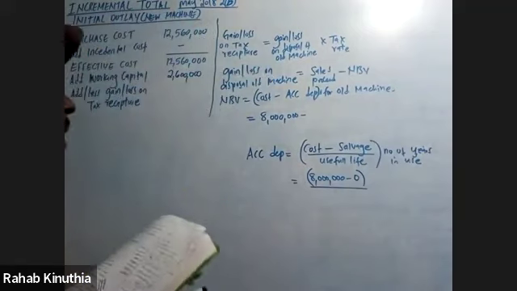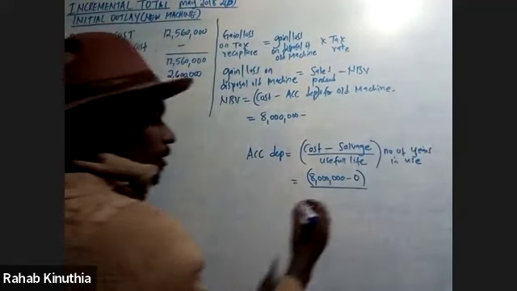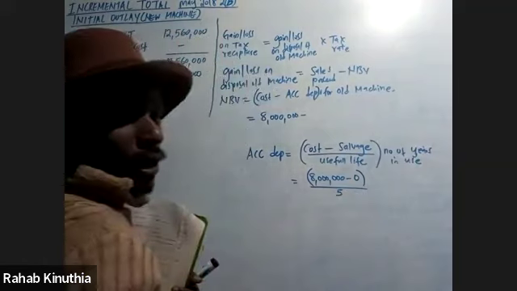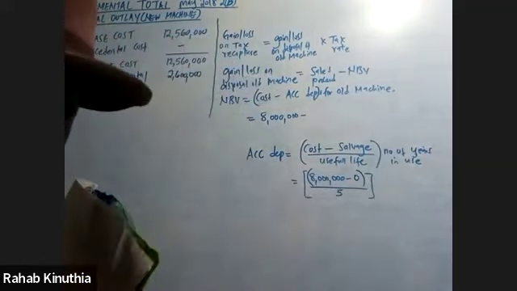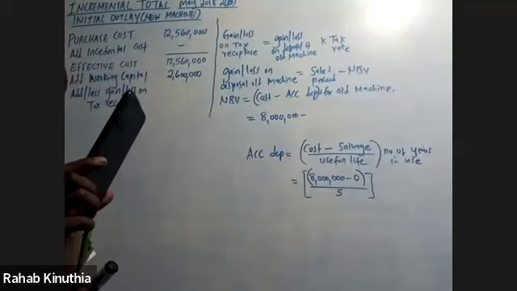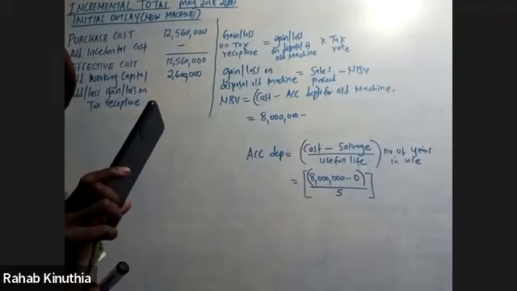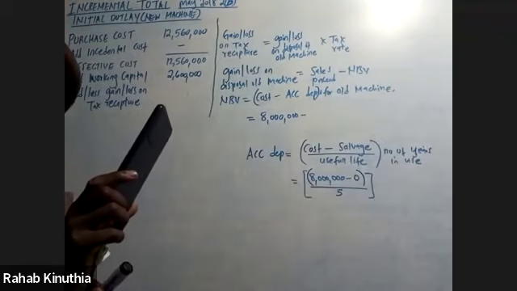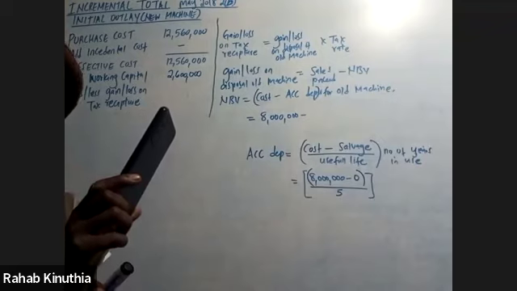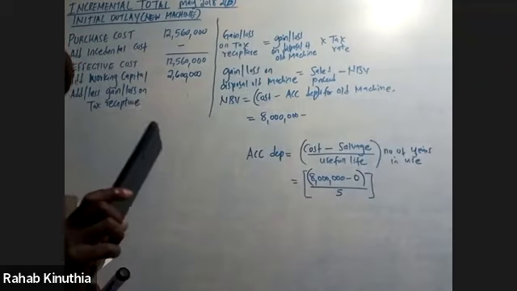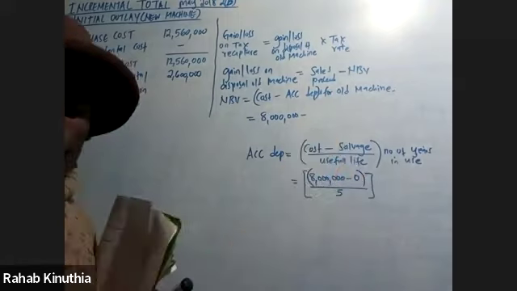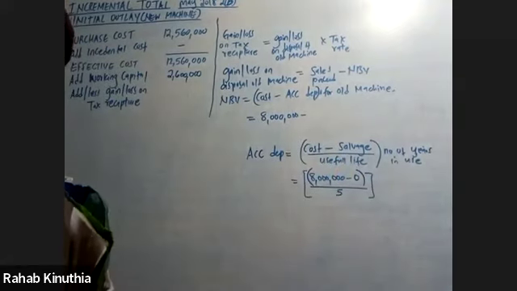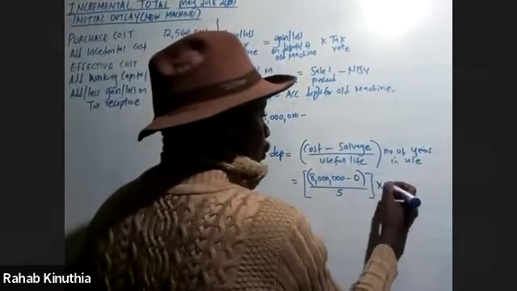Useful life. So the machine was expected to be there for 5 years. But how many years is the machine used? Let me read the question again. They say the existing machine was acquired 2 years ago at a cost of 8 million. The existing machine was estimated to have a life of 5 years with no salvage value. So it was required to last for 5 years with no salvage value, but it was only used for 2 years.